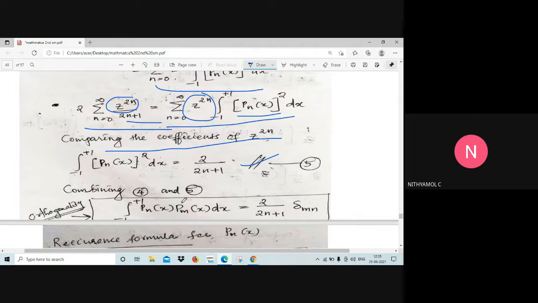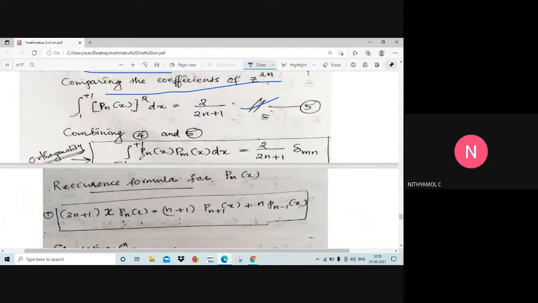Now we can combine the two equations, equation number 4 and equation number 5, that is the integral from minus 1 to plus 1 of pn(x) pm(x) dx equal to 2 divided by 2n plus 1 times delta mn. When n is equal to m, then pn(x) pn(x), that is pn(x) square, integrates to 2 by 2n plus 1. When m is not equal to n, this integral is 0, which we proved already.